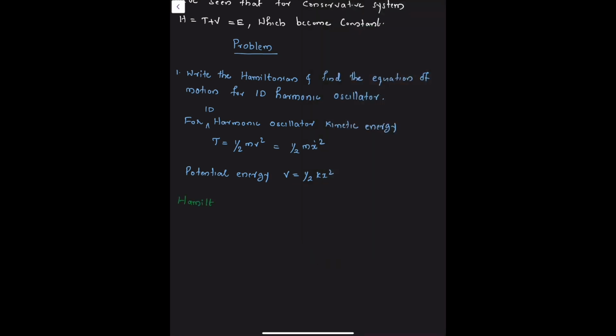Now the Hamiltonian, which is generally a function of qk, pk and t, represents the total energy, H is equal to T plus V. In the present case, that is for the one-dimensional harmonic oscillator problem, we can say that this Hamiltonian is a function of x and px. H is a function of x and px.